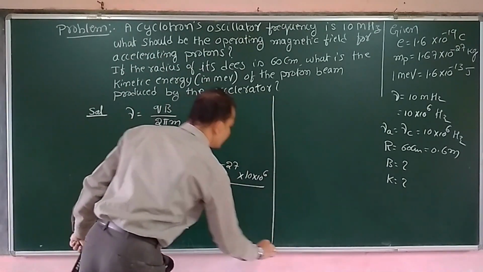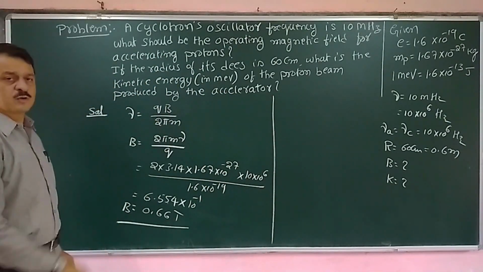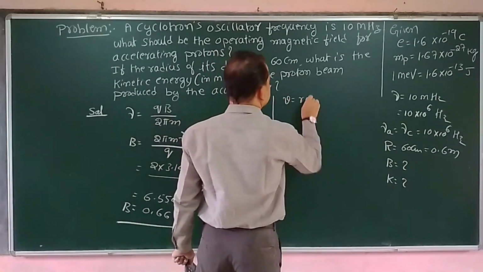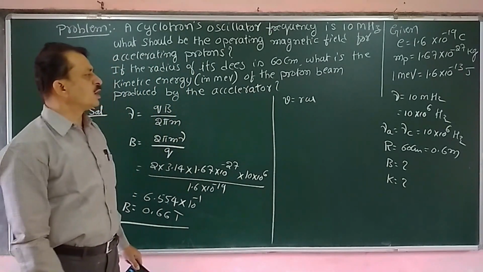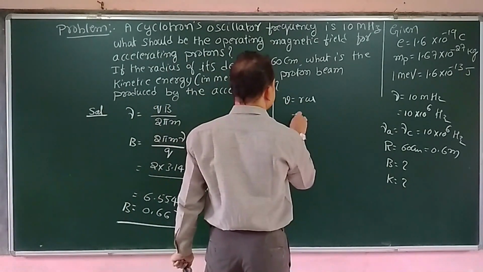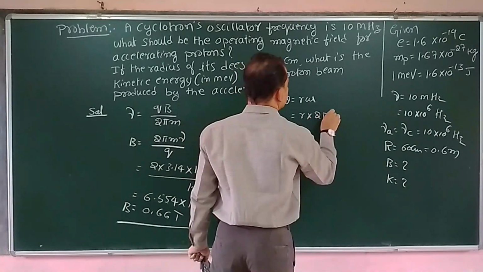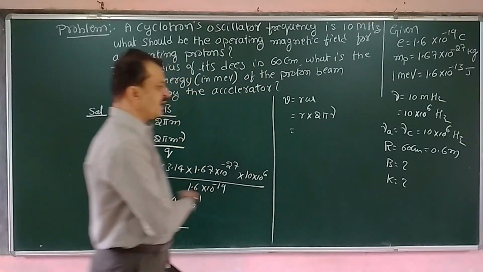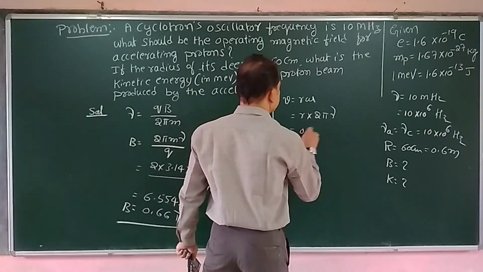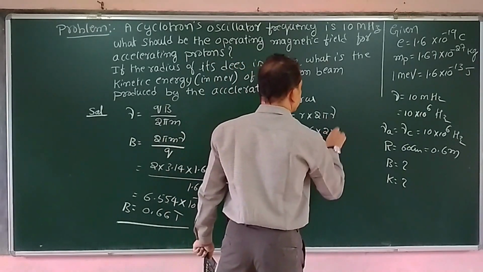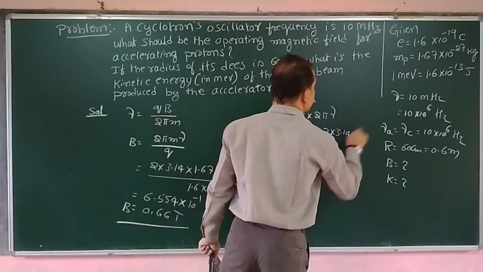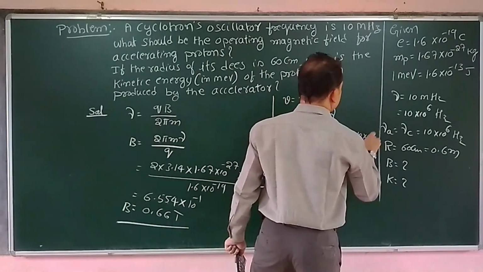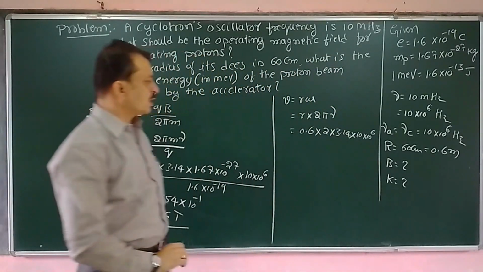Next we have to calculate the kinetic energy. For that we will work out the velocity. Now velocity is given by r into omega. Linear velocity is equal to r into angular velocity or angular frequency. That is r into 2 pi nu, a simple relation. Now r is nothing but the radius, capital R, 0.6, into 2 into pi is 3.14, into the frequency, 10 into 10 to the power of 6, 10 megahertz.